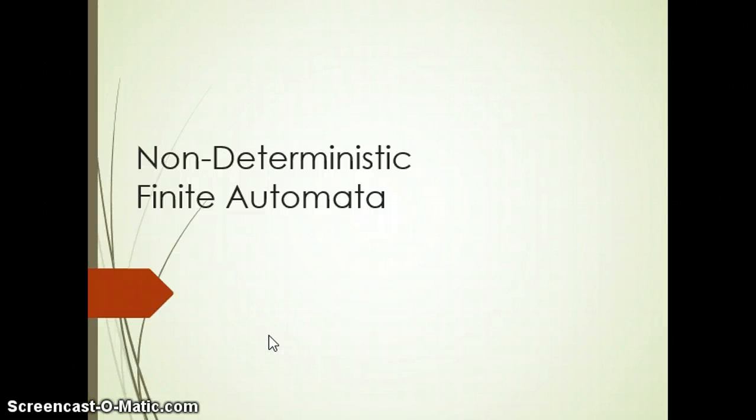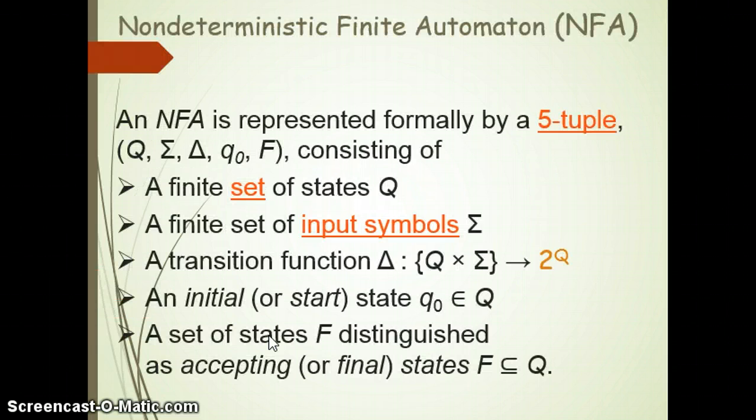Now we are going to see a topic, non-deterministic finite automata. This is one type of finite automata. Normally, finite automata have two types: one is deterministic finite automata, and one is non-deterministic finite automata. The non-deterministic finite automata is easier to construct than deterministic finite automata. So now we are going to see about non-deterministic finite automata.